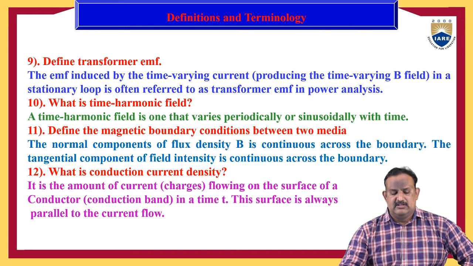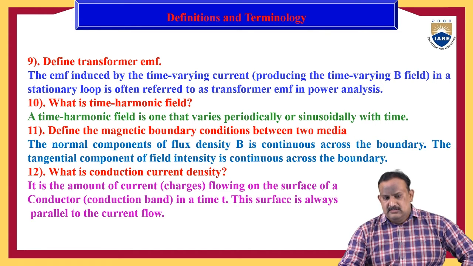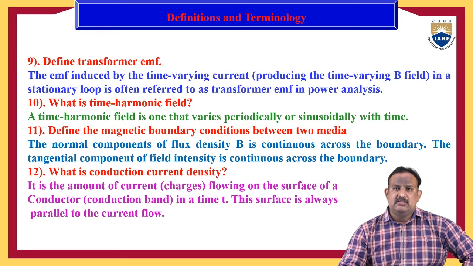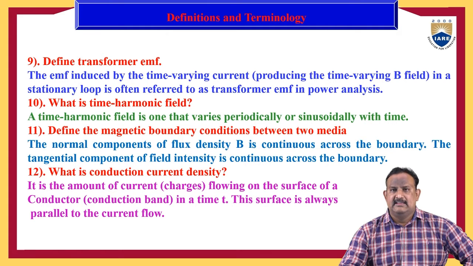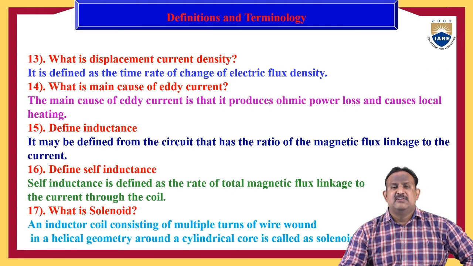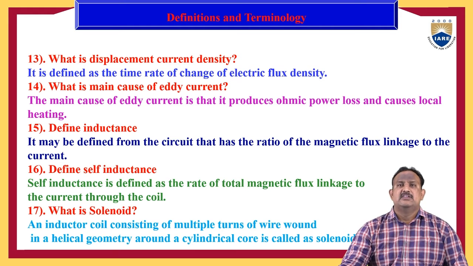Next, what is the conduction current density? It is the amount of current flowing on the surface of a conductor in a time t, known as the conduction current density. This surface is always perpendicular to the current flow. What is displacement current density? It is defined as the time rate of change of electric flux density.